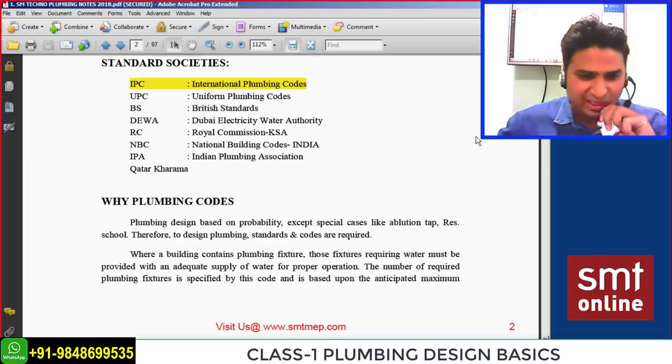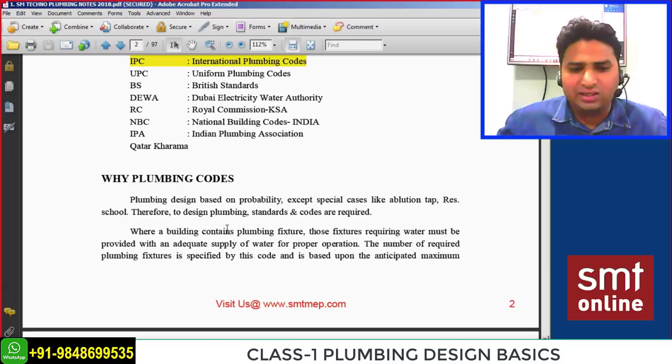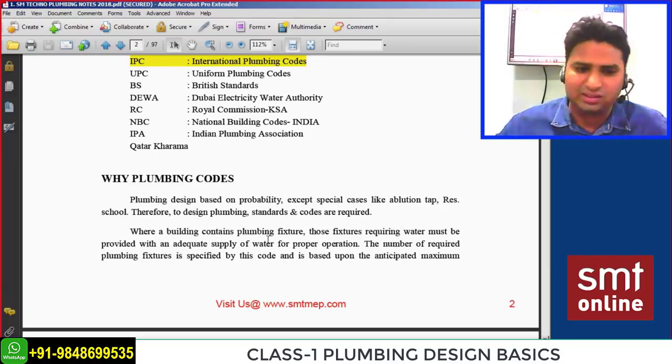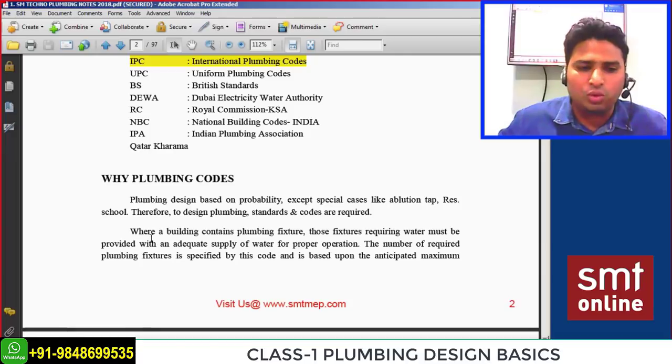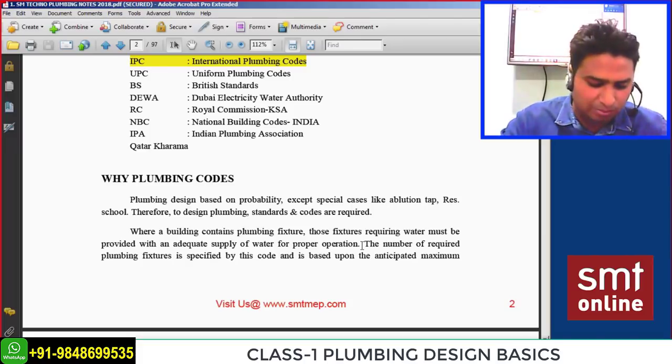Next, where a building contains plumbing fixtures. Now what is a plumbing fixture? We'll be seeing that in the next session. Where a building contains plumbing fixtures, those fixtures requiring water must be provided with an adequate supply of water for proper operation. Now, first of all, let me tell you what a plumbing fixture is.